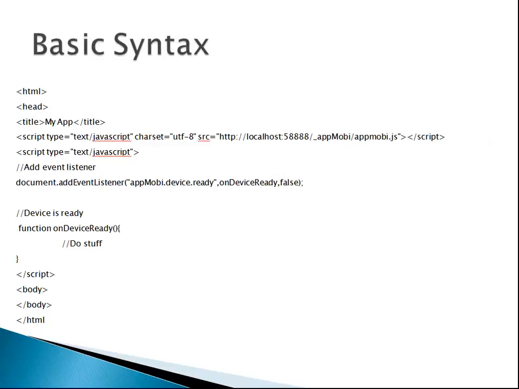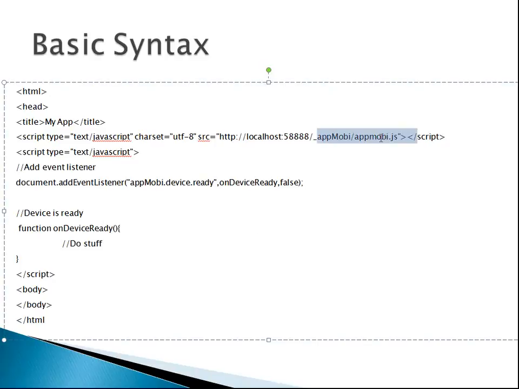So this is a very basic syntax. It's very basic boilerplate. It's just an HTML document. We're including this appmobi.js file. Let's see what we need. We have an add event listener, just like we did in PhoneGap, except we're looking at the appmobi.device.ready event. Alright, now when that's fired off, we're going to fire off the on-device ready function, which we have here, and we could then insert our code here.